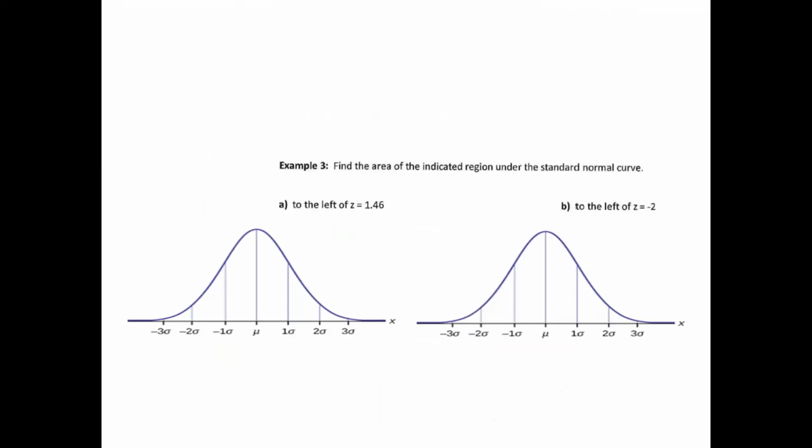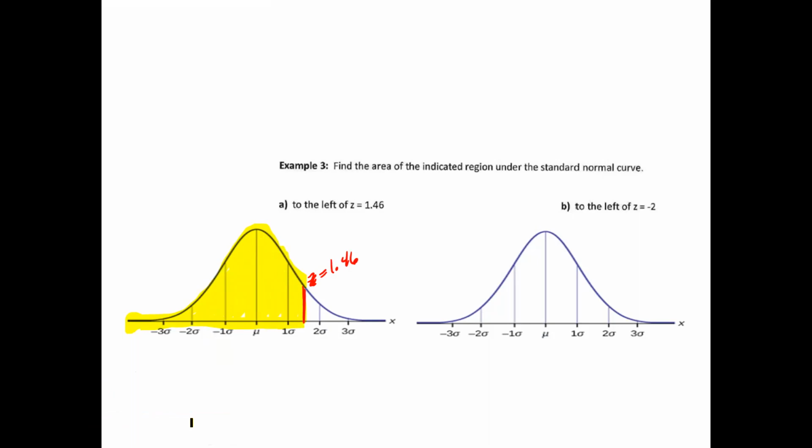Example 3 says find the area of the indicated region with a standard deviation of Z equals 1.46. So what that means is if you think about it, here is mu, here is one standard deviation. 1.46 is going to be right here. So Z equals 1.46. Well, I don't know what percentage that's going to be. And what I want to try to find is this area. And your area is always going from the left. Left means it starts right here on the left side, and it always goes from the left to the right. So your job is to go ahead and figure out what percentage this is.